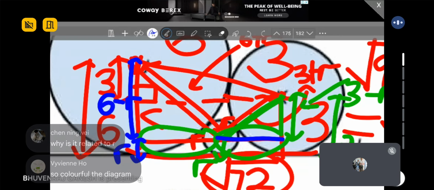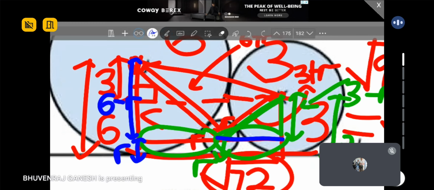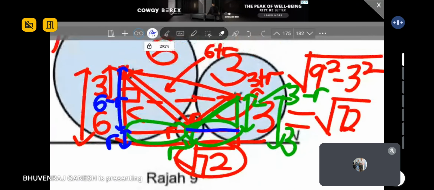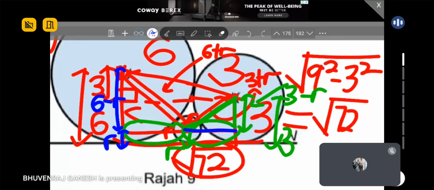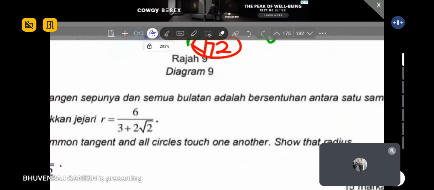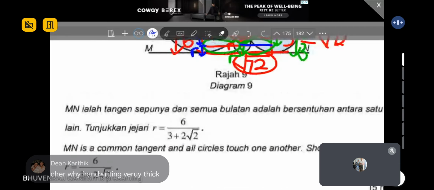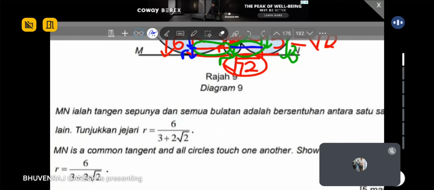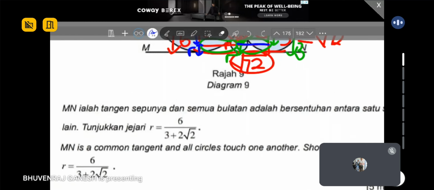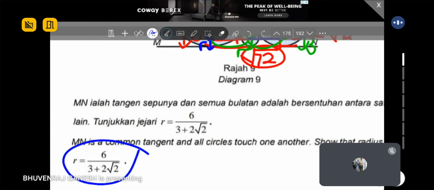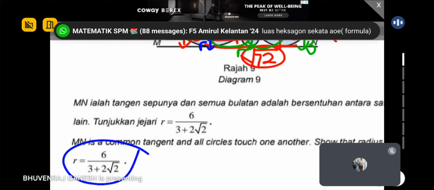If not mistaken. Yes, I don't know how to edit these, guys. The shape is so difficult. I also don't know how to edit. Okay. Why is it related to R? Guys, the question asks you to show that R equals to this. Am I right? So definitely I must form an equation that has R inside. Logic, right? If your equation doesn't have R, how are you going to show this? Cannot, right? So that's why I need to relate it.